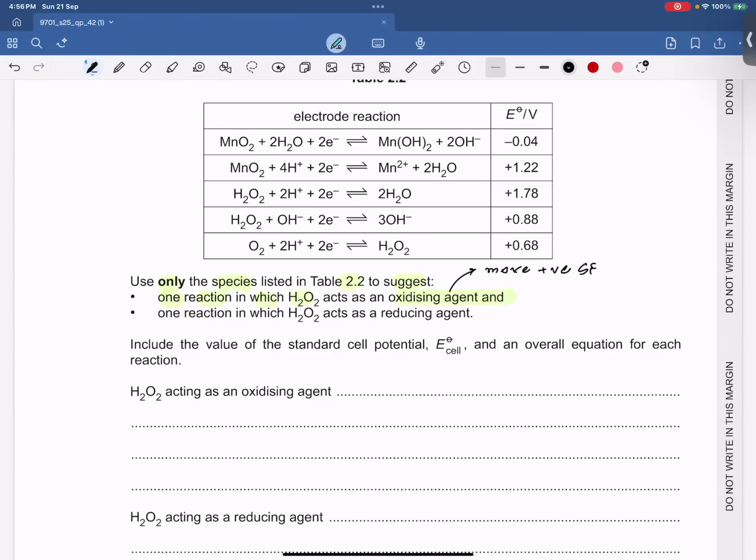More positive SEP value, stronger oxidizing agent. All right. That means I'm going to use this equation and this equation. All right. So let me write it down, both the equations first.